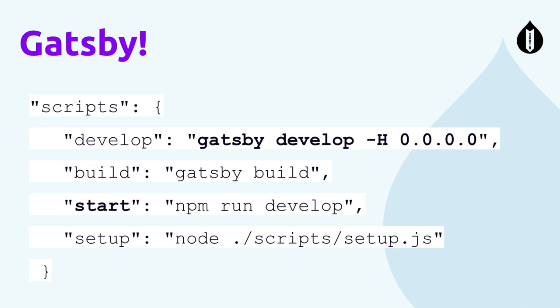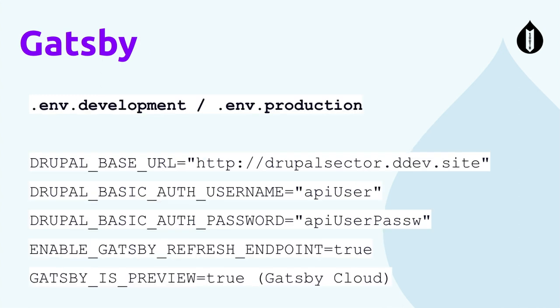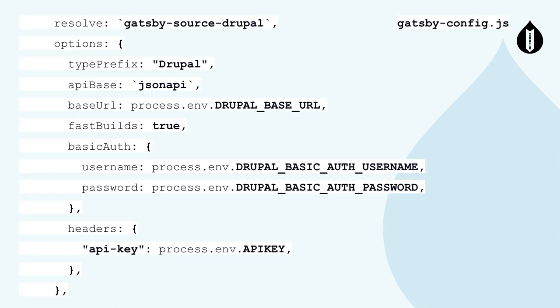And then on the Gatsby side, on the front end, we're ready to go. One tip is to add the host 0.0.0.0 so that Docker, with a special URL, can communicate on the local network with the front end. And then environment variables. We're going to add some of those to our local machine, and that allows Gatsby to connect with the Drupal CMS ready and waiting.